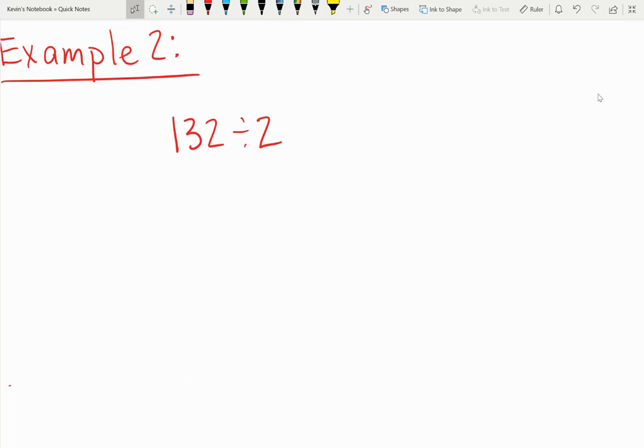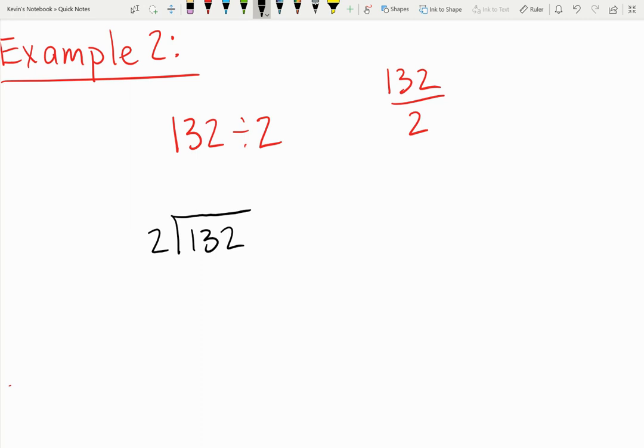So I have 132 divided by 2. So guys, go ahead and say that out loud with me. 132 divided by 2. Now remember, there are other ways to write division problems. We can write it as a fraction. 132 is now your numerator divided by 2. Or we could write it this way as well. So we have 132 divided by 2. Okay?